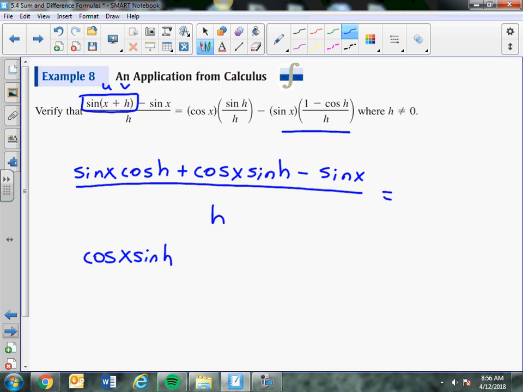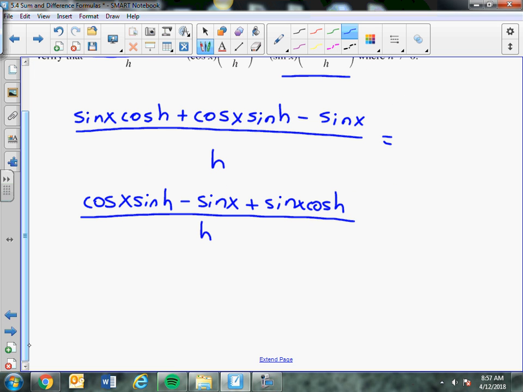Okay? And then the next one I'm going to write is the minus sine x, and then I'm going to write plus sine x cosine h. And then, of course, this is all over our h. Okay. So the reason I did that is, again, if you look at the top right, you can see that they subtracted. They also had a negative 1, or a positive 1, excuse me, in front of this. And to do that, you have to arrange accordingly.